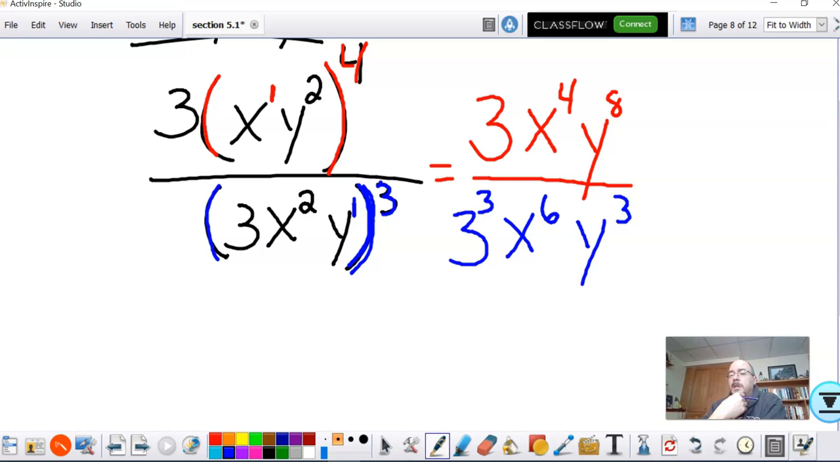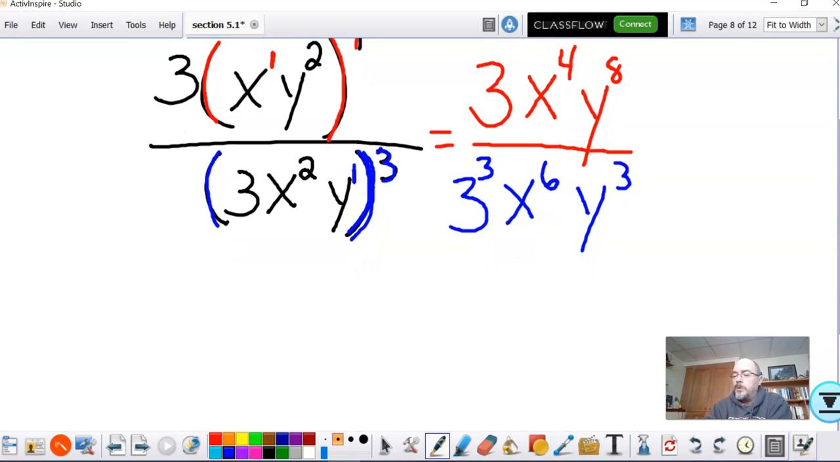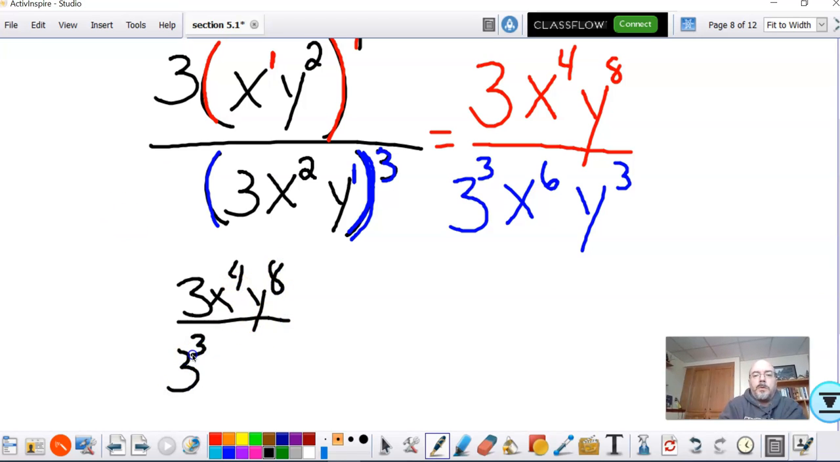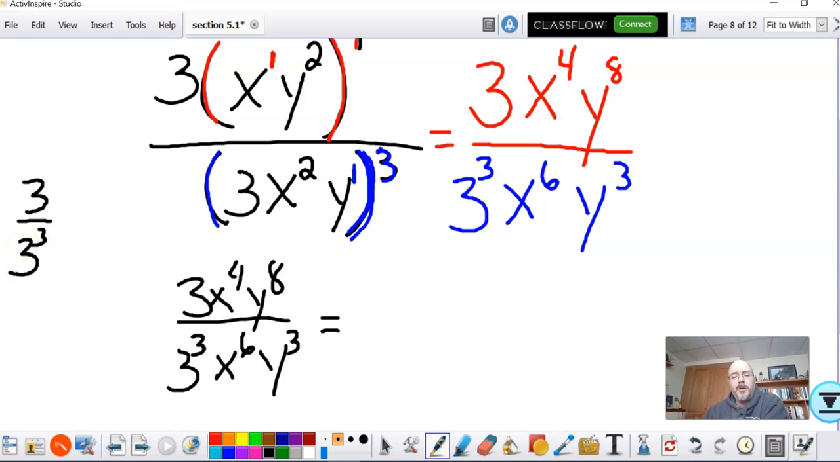Okay, well, I'm not quite done yet, ladies and gentlemen, because I can also use my quotient rule here. So let me rewrite this problem here off to the side. Okay, I'm going to rewrite this 3x to the 4th, y to the 8th, over 3 cubed x to the 6th, y to the 3rd. All right, well, first of all, ladies and gentlemen, 3 over 3 cubed, I'm going to simplify that. Okay, you know what I'm going to do? I'm going to use the calculator here. So let me get this calculator pulled up.